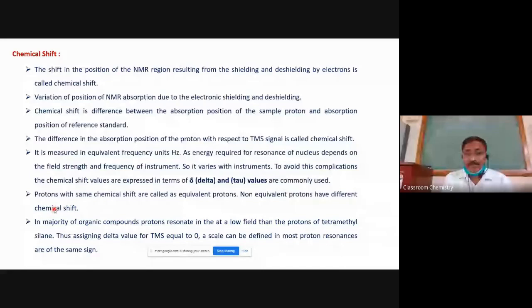So the majority of organic compound protons resonate at a low field than the protons of tetramethylsilane, and that's why we can refer to this TMS, that is tetramethylsilane, as a reference standard, because mostly organic compound protons resonate at a lower field than the protons of tetramethylsilane, and that's why the delta value of tetramethylsilane is equal to 0. So it is highly electropositive, and this scale can be defined for most protons from the same sign, that is delta, from 0 to 10 or 0 to 15.